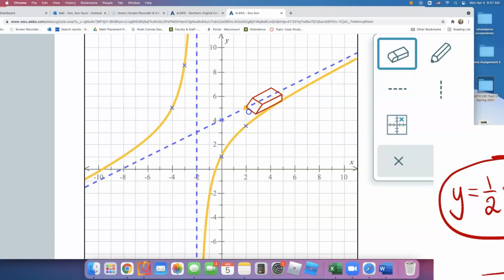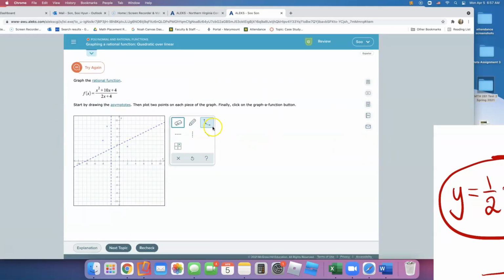I'm gonna get rid of these pencil marks and then just do the graph. I'm not really changing anything, it's just getting rid of these pencils. Recheck. Oh, it was a little silly. So I learned something new just now.